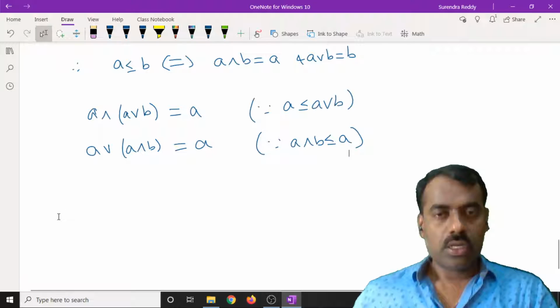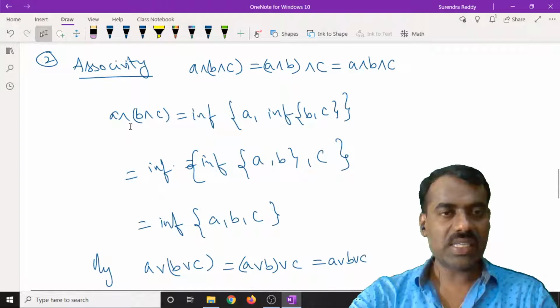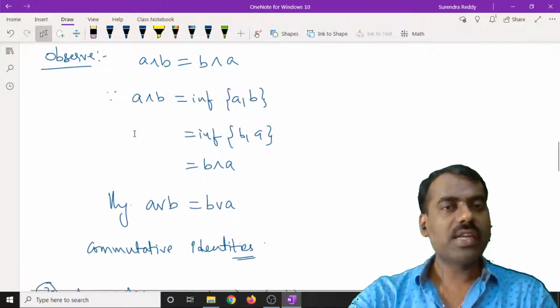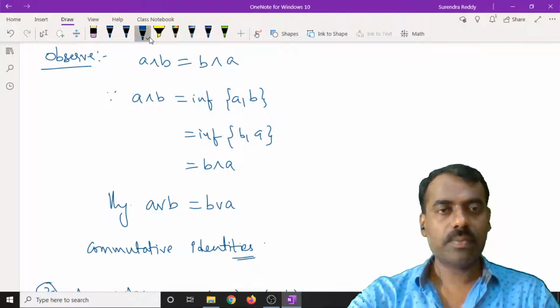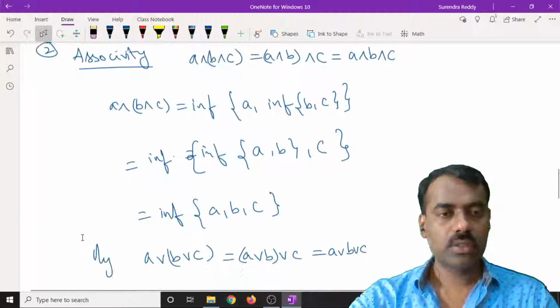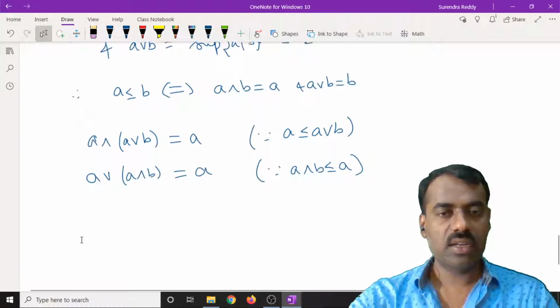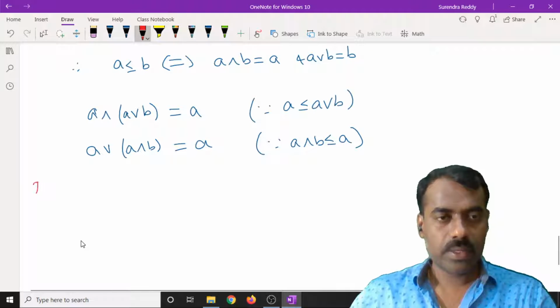Fine. Why did we do all these things? If any algebra satisfies all these properties, then we call it a lattice. So we will define our definition. We can define now, as a definition, that means the second definition of a lattice.